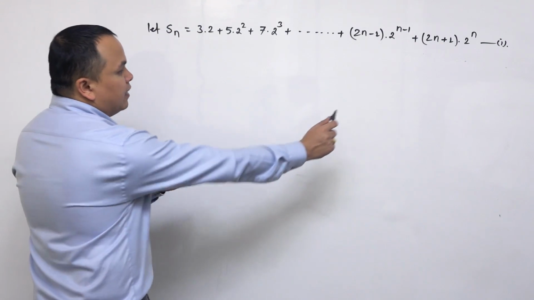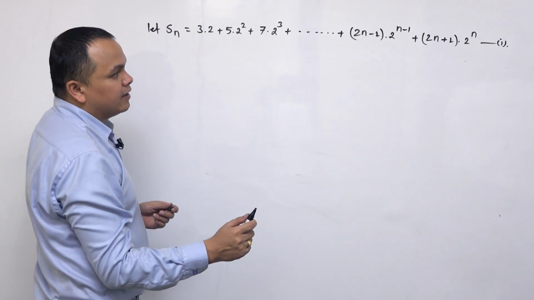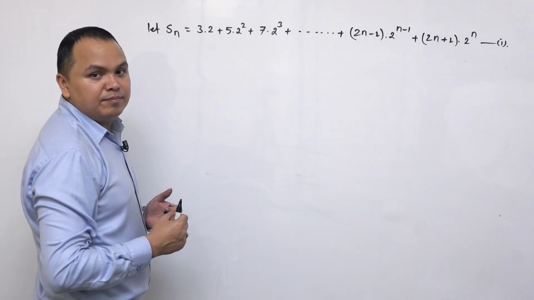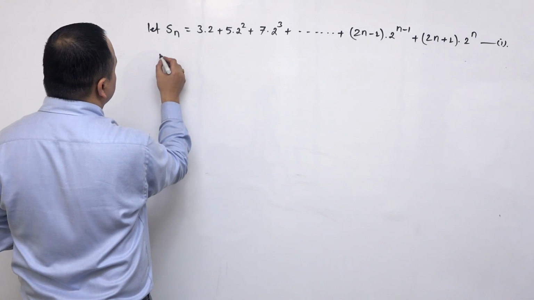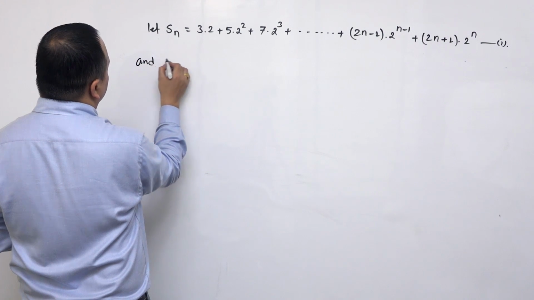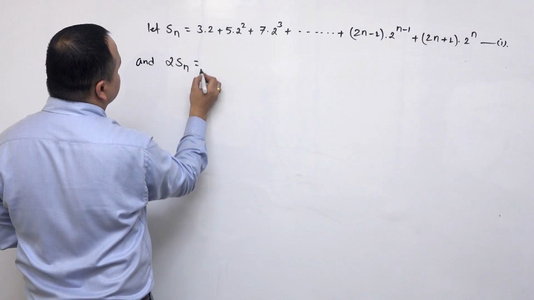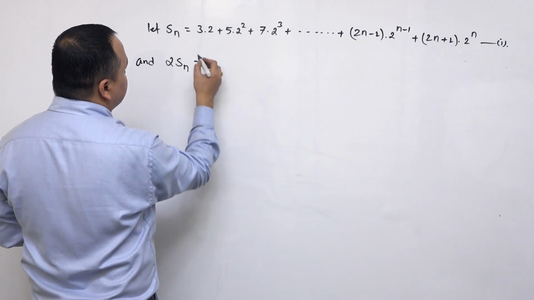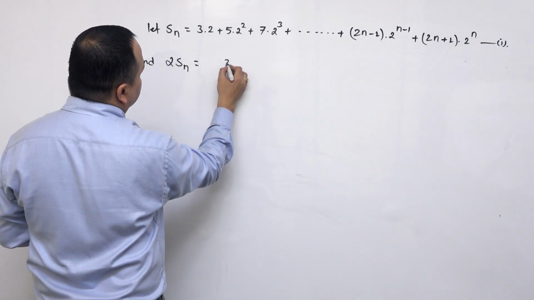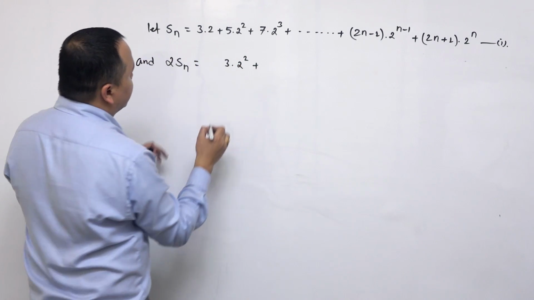Now multiplying both sides of equation I by the common ratio of GP, that is 2, 2Sn is equal to 3 into 2 into 2, 3 into 2 square.